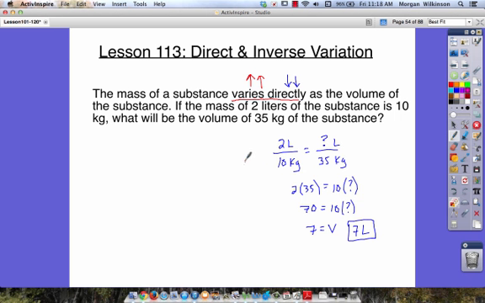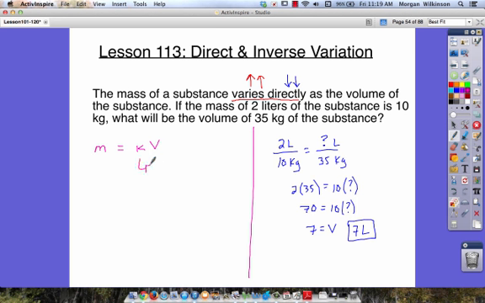The other way we're going to look at to solve this problem is to use direct variation. Direct variation here. We'll look at inverse variation shortly. Direct variation, what that means is the mass of the substance varies directly as the volume. So as the mass goes up, the volume goes up. And the way we're going to write that is the mass of the substance, M, varies directly equals K times our volume. The mass equals K times our volume.